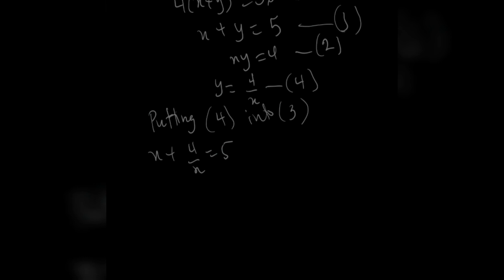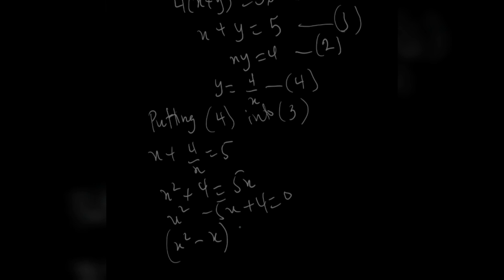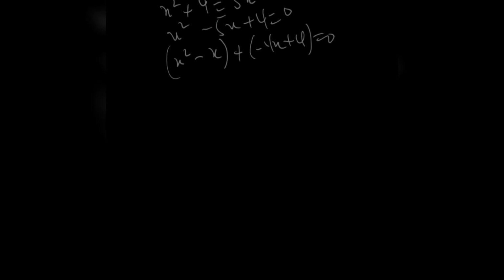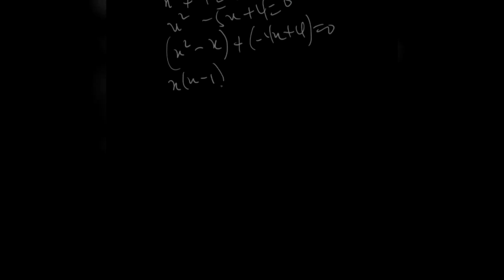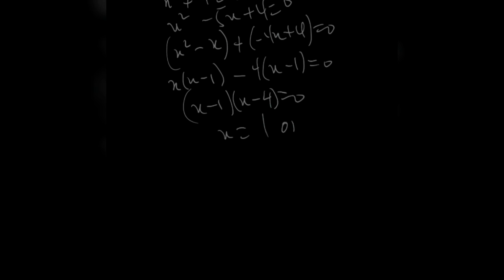So we just have to simplify this to get a quadratic equation, then you solve for x and y. We multiply through by x, we get x squared plus 4 equals 5x. x squared minus 5x plus 4 equals 0. So we just factorize: x squared minus x minus 4x plus 4 equals 0. Bringing out x, and then bringing out minus 4, we get x minus 1, x minus 4. So x is 1 or 4.